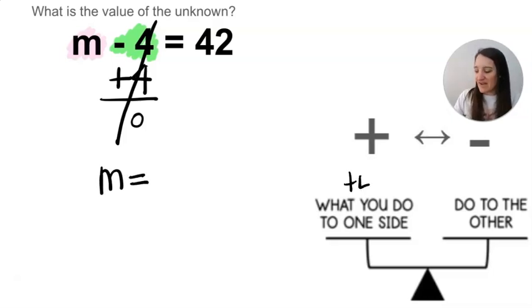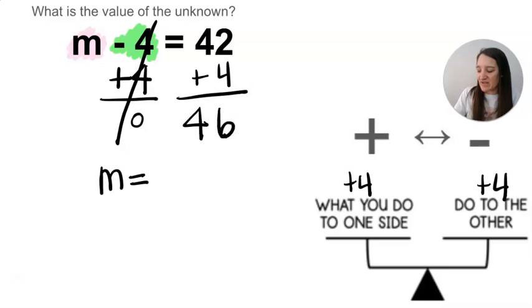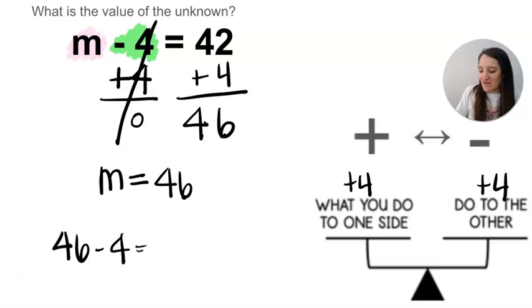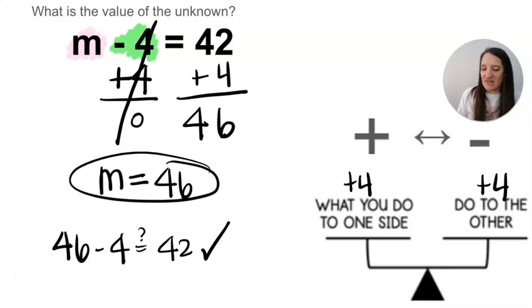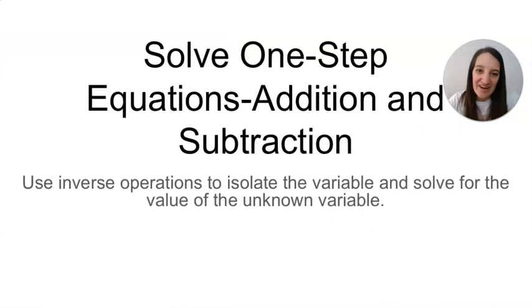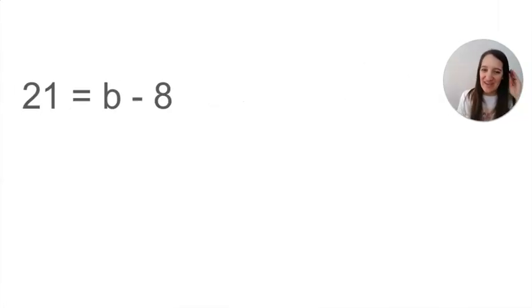If I'm going to add 4 over here, then I better make sure I add 4 on the other side. I'm going to add that up, and I'm going to get 46. Is it true that 46 minus 4 is 42? Yes, it is. So I know that m equals 42. All right, that is how you solve one-step equations. You get the variable by itself by using inverse operations, and then you make sure you do the same thing to the other side.